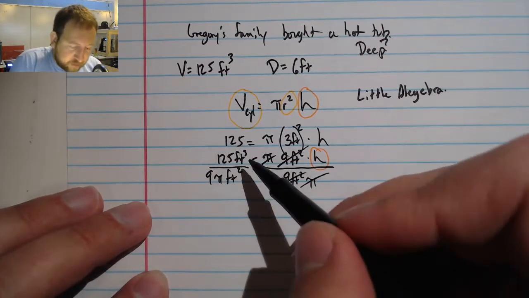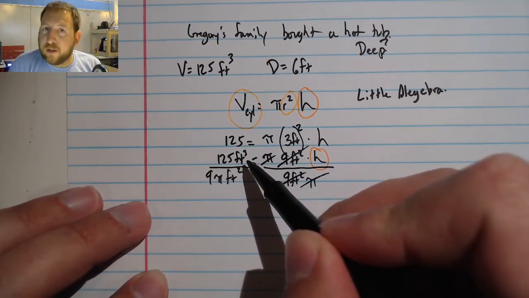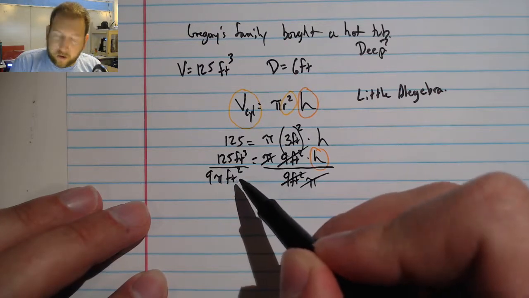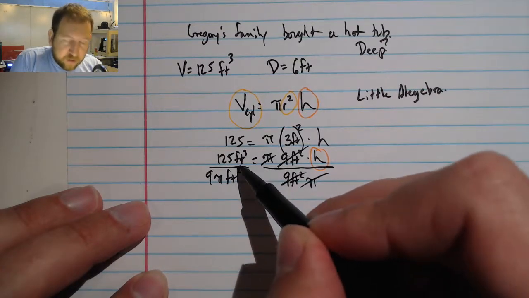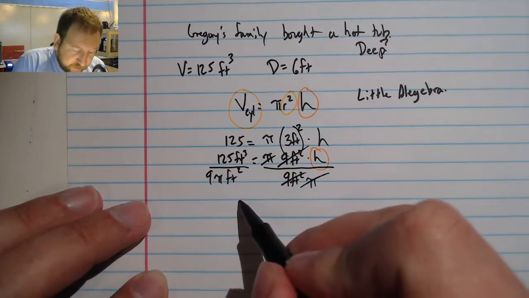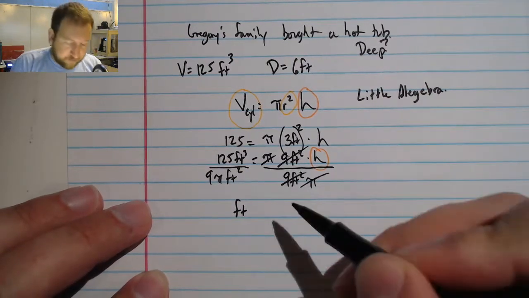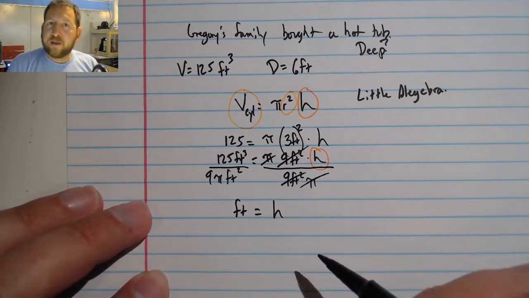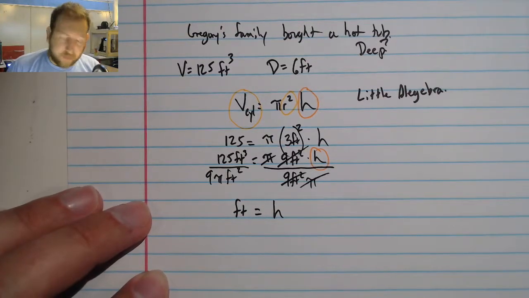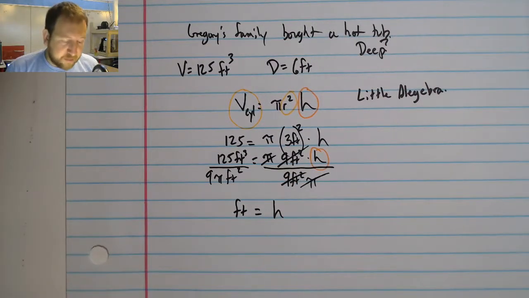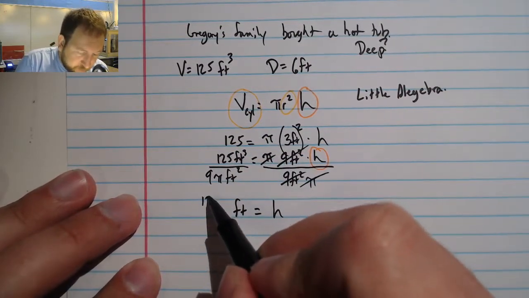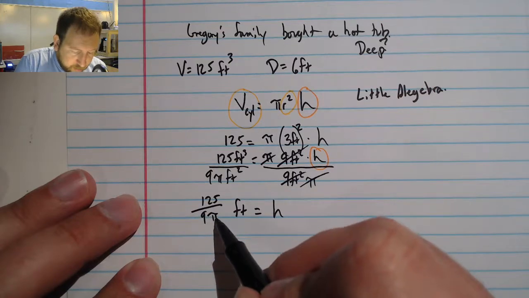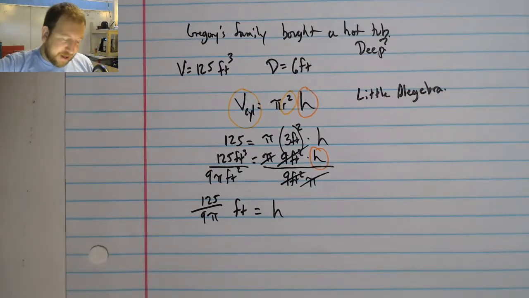You'll also notice something interesting: up here I have feet cubed, and underneath I have feet squared. When I cancel them off, the feet squared underneath remove 2 of the feet on the top. So what I'm actually left with is just feet, which makes sense because my height should be in regular feet as a unit. That's why it's important to look at those units and see how they get manipulated. If you don't have that, then something went wrong and you probably did your math incorrectly somewhere. Now I have 125 over 9 pi, and I can leave it like that.